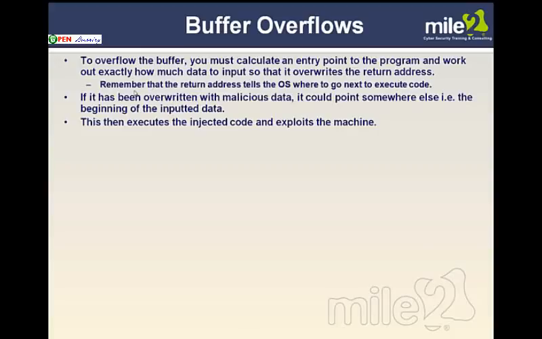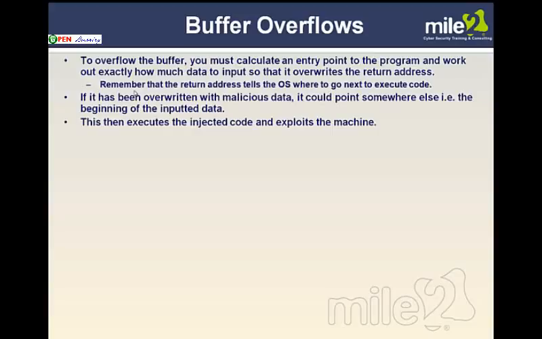So if we were intentionally doing this, to overflow the buffer, we'd have to calculate the entry point of the program and figure out how much data we could input to overwrite that return address, which could mess up what the program was designed to do. And realize that this return address tells the operating system where to go to execute the code. So that's a really critical part. If it's been overwritten with malicious data, it could point somewhere else. That's not the intention that we had whatsoever.